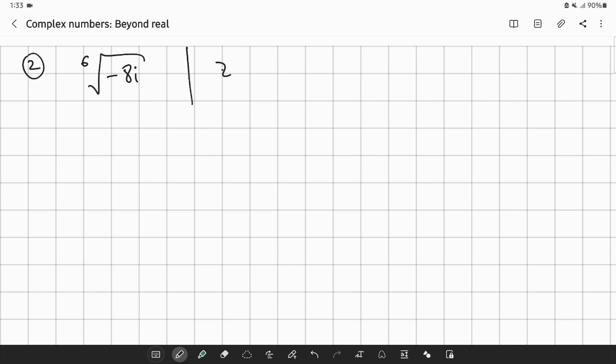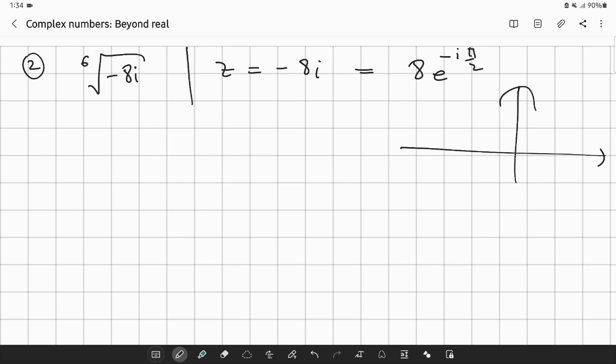Okay, same thing as before. I take the first step, z equals minus 8i, and then I convert this to polar coordinates. And this time it's quite obvious. I have 8 e raised to minus I pi over 2. Everything's cool, right? You can see this. My vector is pointing downwards because it's minus 8i, and I'm moving minus pi over 2, right? Well, you'd be wrong. I'll tell you why.